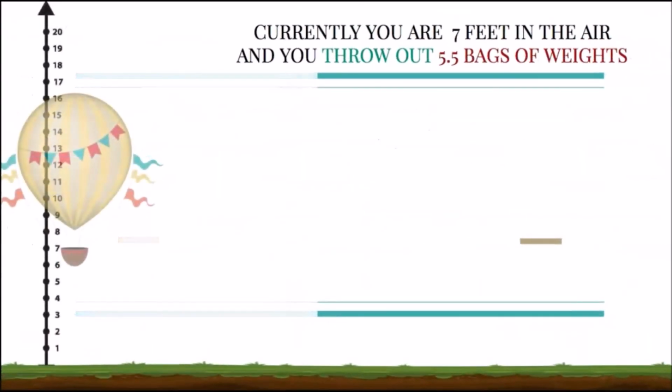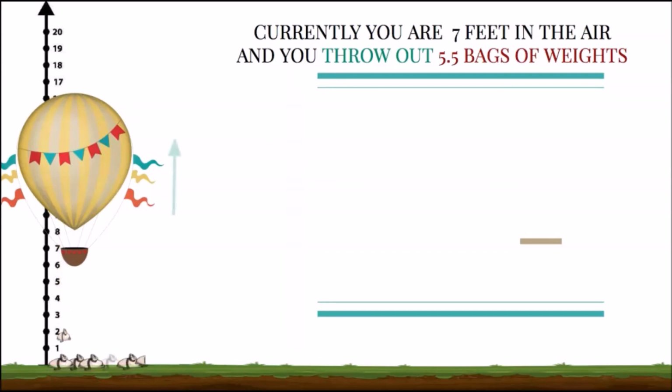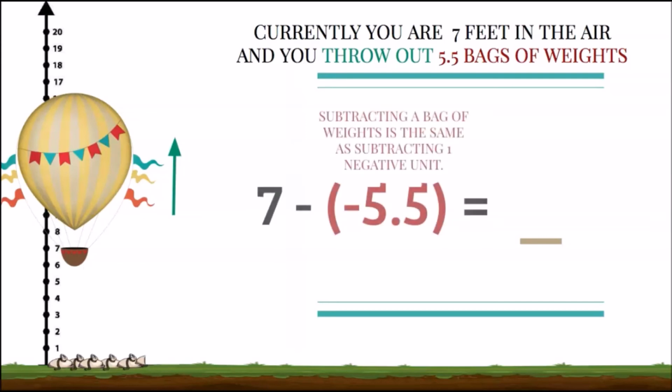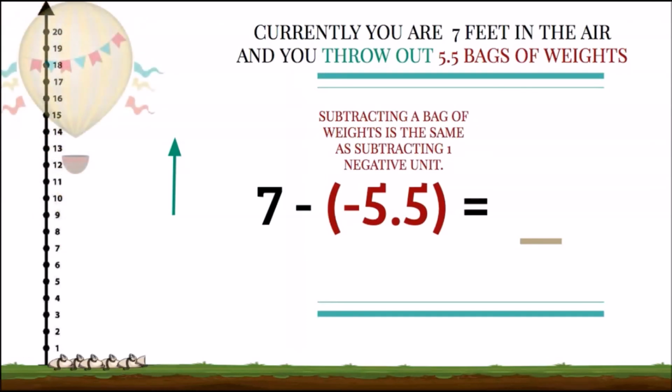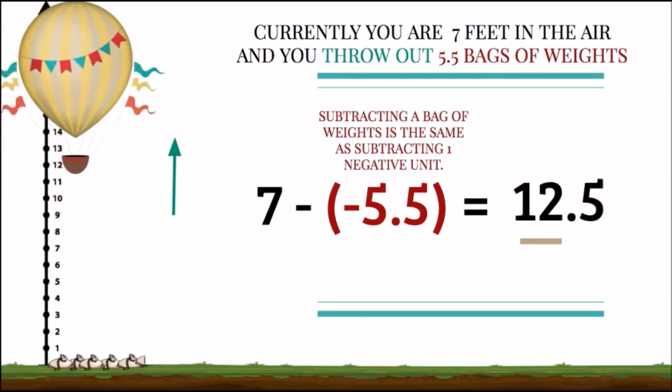Now let's say you're 7 feet in the air and you throw out 5½ bags of weight. Again, you're looking at the top of the basket. We have those weights that we throw out. The kids should say, it's going to go up. That's absolutely correct. The balloon will go up. The mathematical statement should be 7 minus a -5½ because you started 7 feet and you're taking away 5½ weights. And the kids should see, again, using the number line, that you're at 12½ feet.